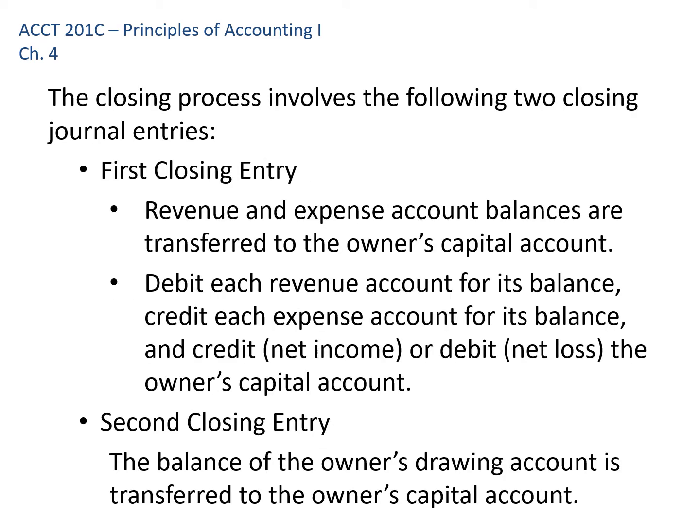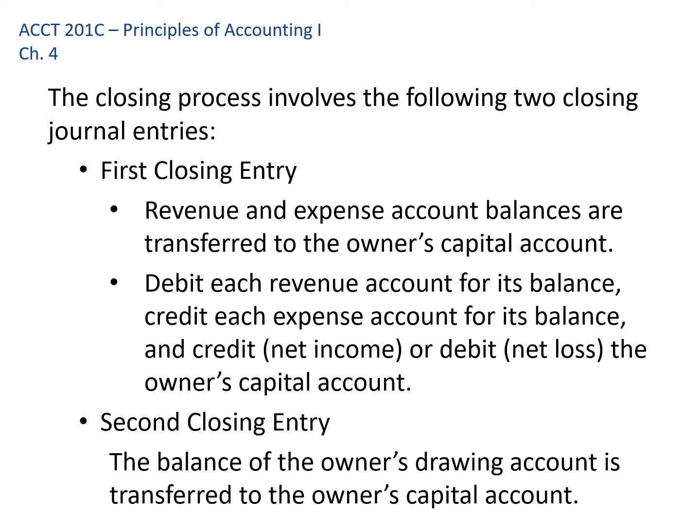So that closing entry is going to be comprised of two entries. The first entry is to close all of the revenue and expense accounts to the capital account. Revenue accounts have a normal credit balance, so we need to debit those accounts to zero them out. Expense accounts have a normal debit balance, so we have to credit them to zero them out. And the difference between those two is going to go to the owner's capital account. And I'll show you an example of that in a minute.